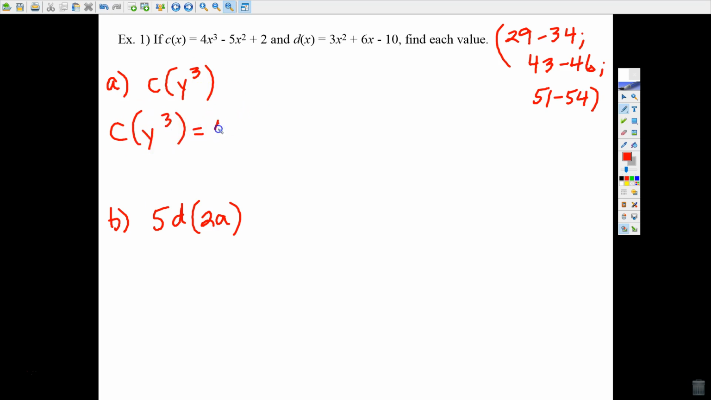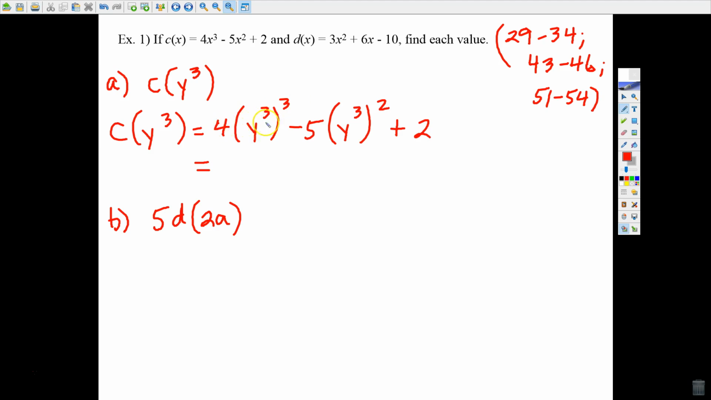So in place of x, I'm going to put y cubed. Notice there's already a third power there. Minus 5, y cubed squared, and then plus 2. So literally we've done so far what we've been asked to do. Replace the x in the function with y cubed. And now we're going to simplify, remembering our exponent rules.